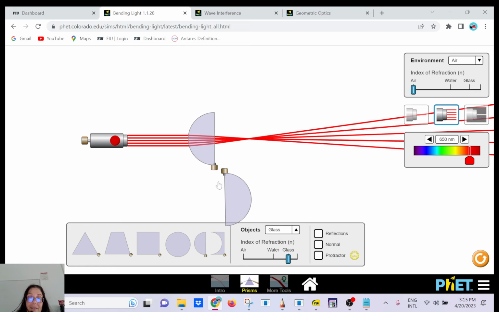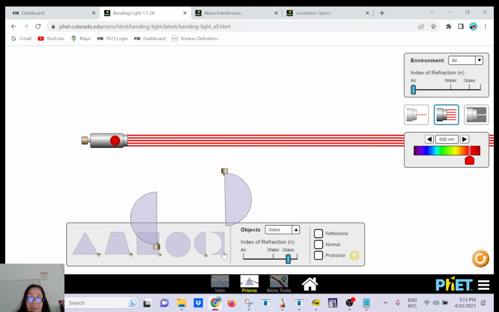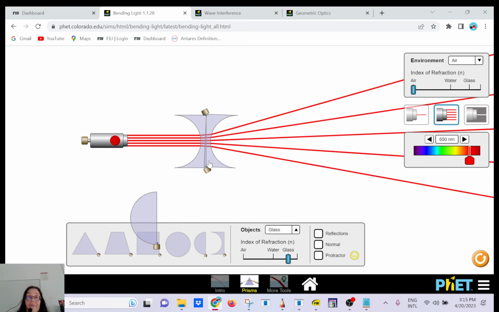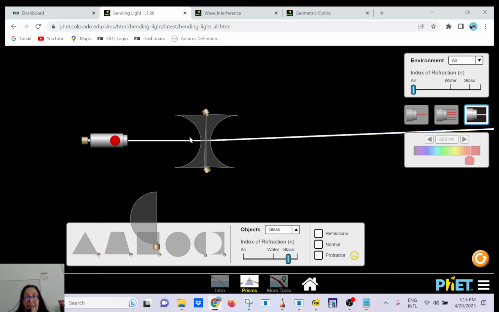Then here you have the opposite, the diverging lens. So these are the expensive ones, the one that I have, okay? It's for people who are short-sighted, who cannot see far. So this is diverging. Isn't that cool?